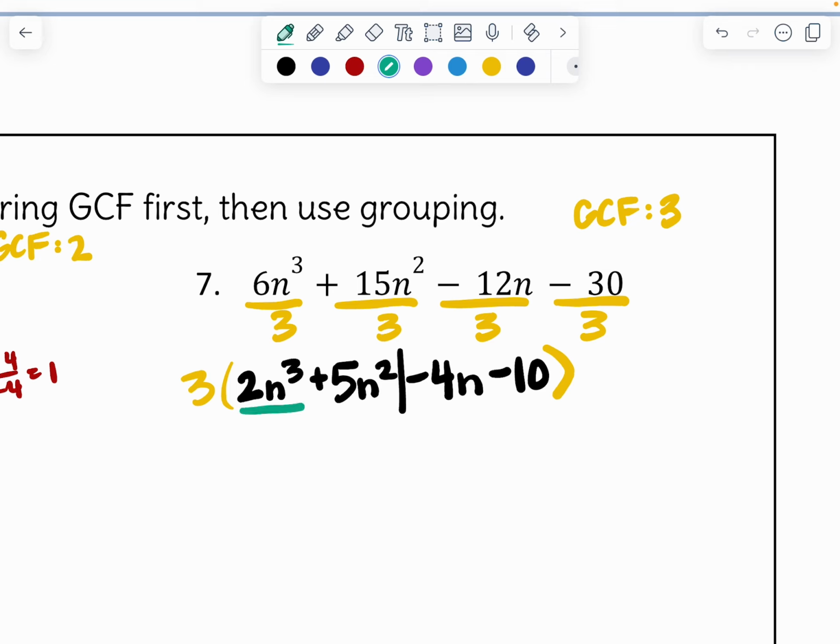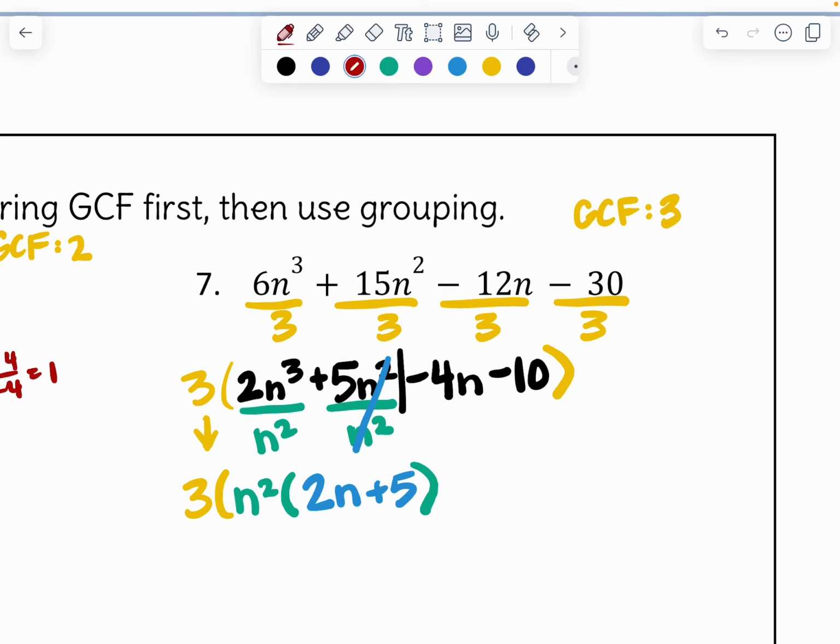So I will look for a greatest common factor for 2n cubed and 5n squared. 2 and 5 do not have a greatest common factor, so I'll factor out n squared, the lower exponent. So remember, I've got to bring down 3, and now we'll bring n squared outside the parentheses. So 2 divided by 1 is 2. N cubed divided by n squared is n. 5n squared divided by n squared, these cancel out, so I have just plus 5.